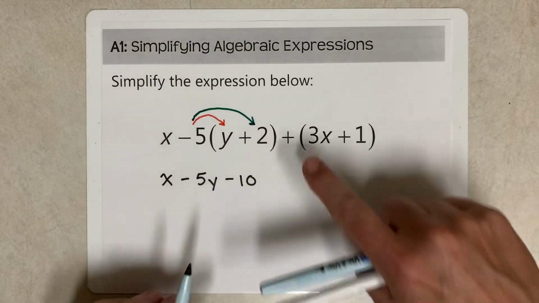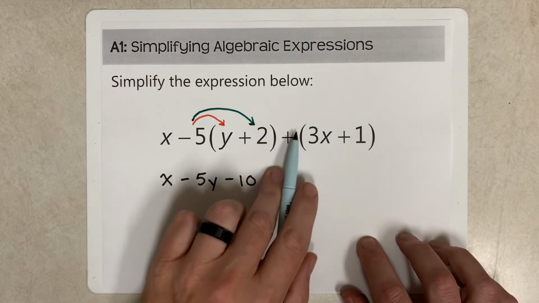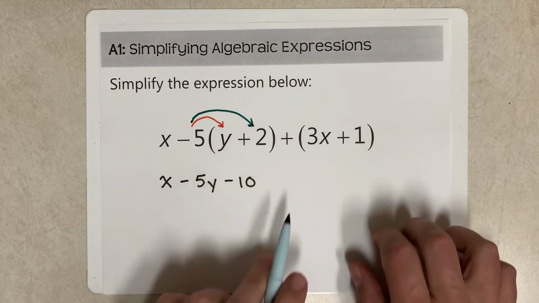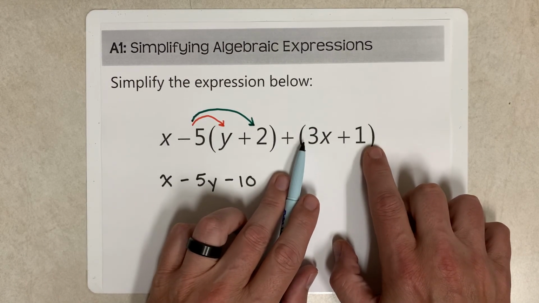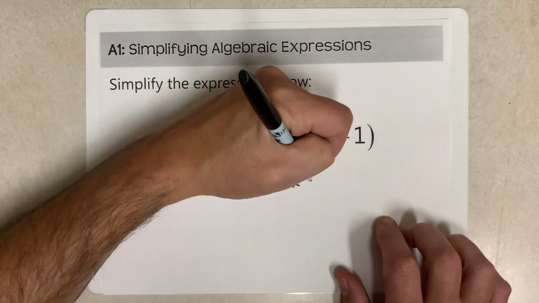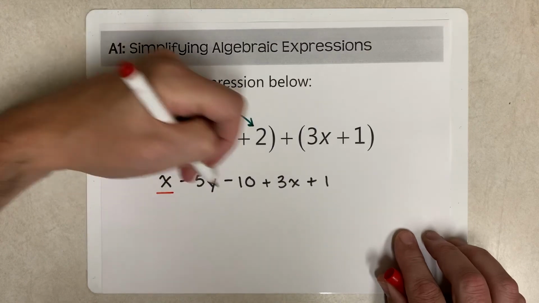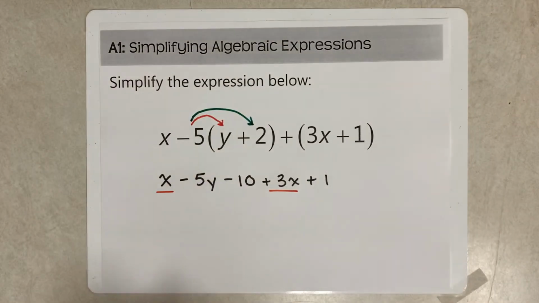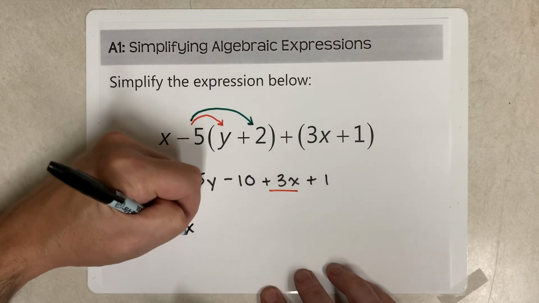Now let's look at these parentheses. There's nothing in front of these parentheses right here other than a 1, and it's positive. So when that happens, there's really nothing you can do with these parentheses. You can just remove them. Plus 3x plus 1, and it doesn't hurt anything. All right, so let's start looking at some like terms now. I have an x and a 3x. Okay, that should combine together to make a 4x.